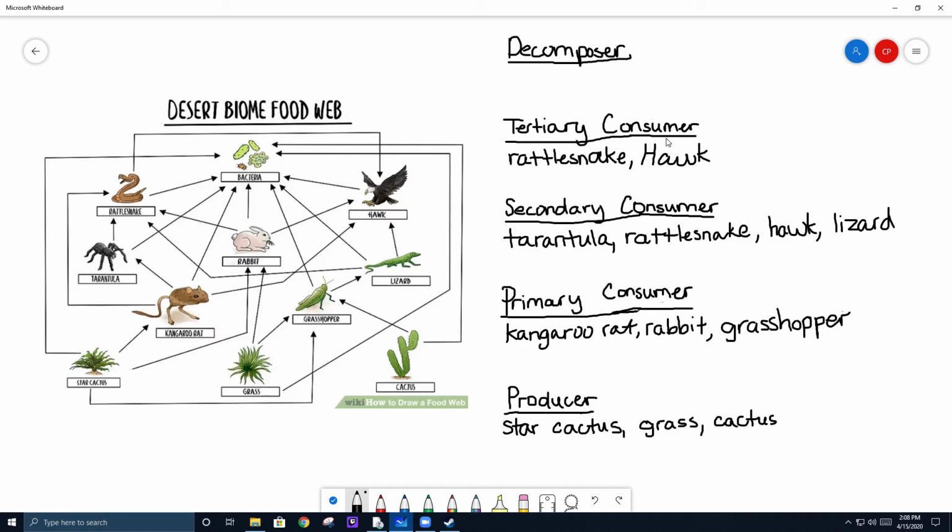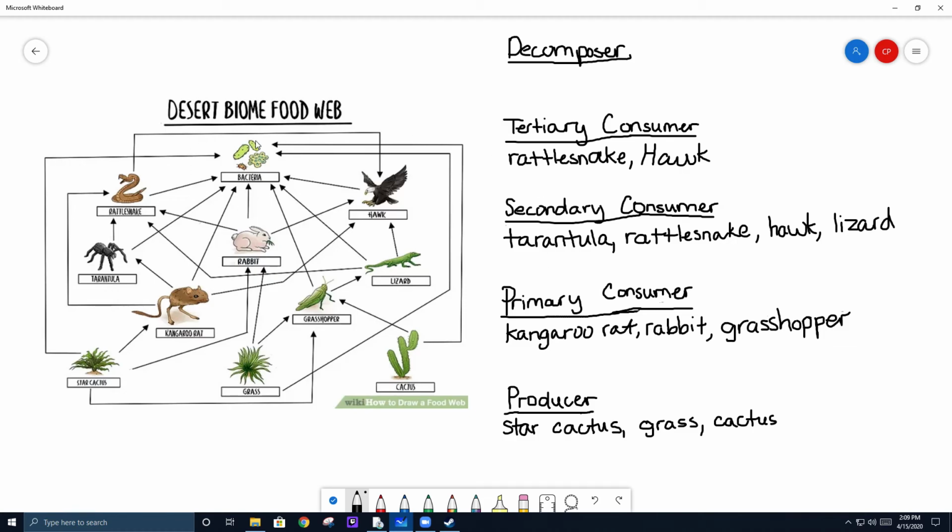Aquí tenemos organismos que se comen a cosas que son secondary consumers. So el rattlesnake se come la tarántula, por eso también es tertiary. Aunque todavía es secondary consumer, puede ser también tertiary. La misma cosa con el hawk. El hawk se come la lagartija, so por eso también es tertiary consumer. And this shows how an organism can be more than one type of consumer.